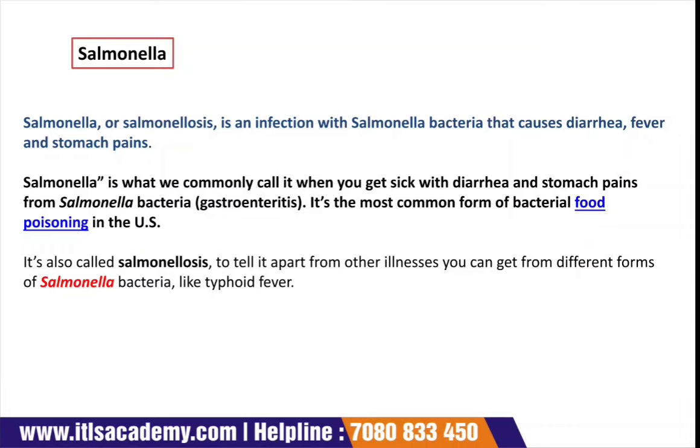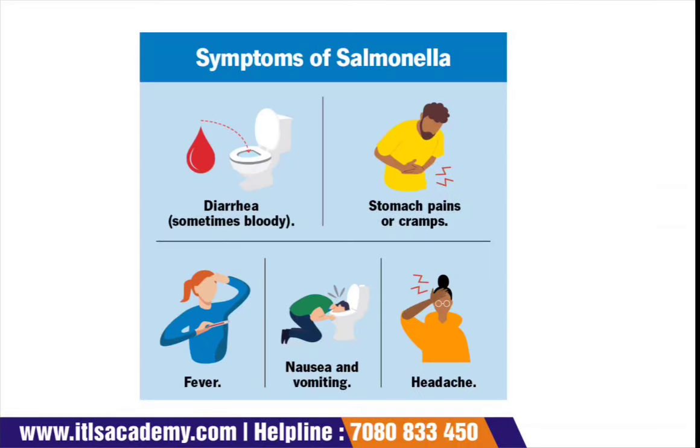Now, typhoid fever is one of the most common types of fever that can be caused by salmonella bacteria. And nowadays, people are getting sick because of typhoid fever. Dengue is there, but dengue does not occur through salmonella, while typhoid fever occurs through salmonella bacteria. Now, moving forward, let's see the symptoms of salmonella.